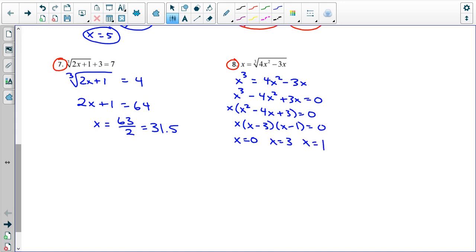If I substitute all of these things in, 0 equals 0 works. 3 equals the cubed root of 36 minus 9. The cube root of 27 is 3, so that works. And 1 equals 4 minus 3. 1 does equal 1. So all of those work.